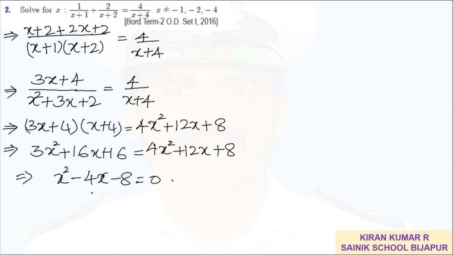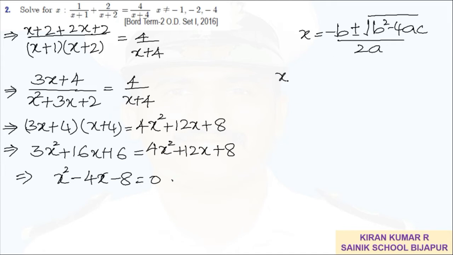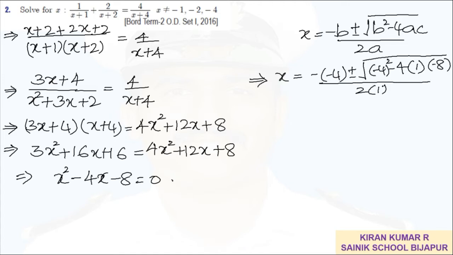We have to get two numbers so that their sum is -4 and the product is -8. It is not possible to have such numbers. So let me think of using Sridharacharya's formula. So x will be minus b plus or minus root of b square minus 4ac upon 2a. Now let us substitute. We will be getting x as minus b, which is negative of -4, plus or minus root of -4 square minus 4 times a value, which is 1, c value, which is minus 8, divided by 2 times 1, because the a value is 1.